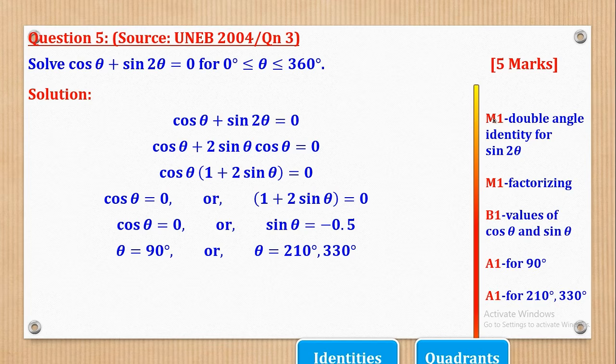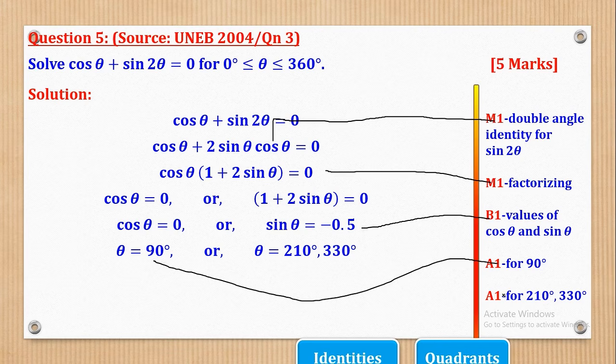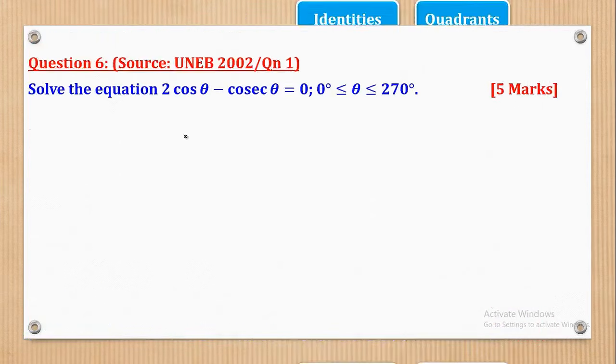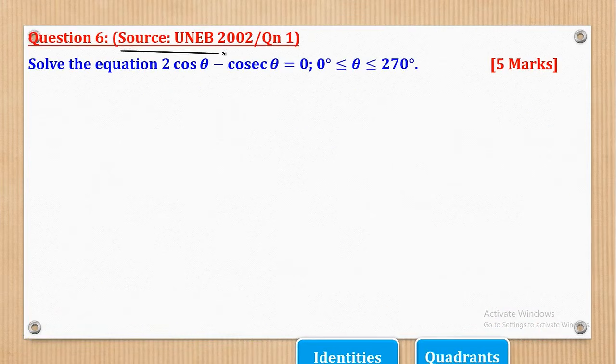So M1 for the double angle identity, to move from here to here. Then M1 for factorizing, B1 for the values of cos theta and sin theta, A1 for this, and A1 for these two. So that was question 5. Now we shall go to question 6.